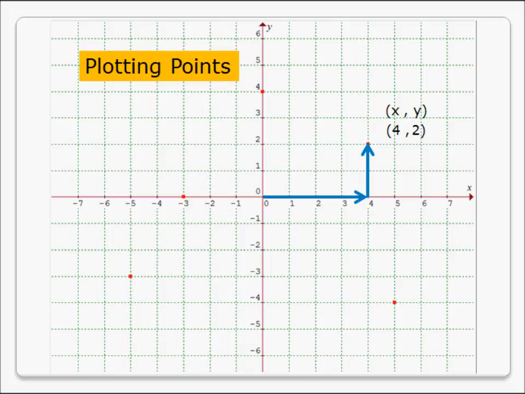We learned how to plot points. We learned that if we had a series of points, in this case 4, 2, that the x coordinate always comes first. So 4, 2 would mean 4 across in the x direction and 2 up in the y direction.